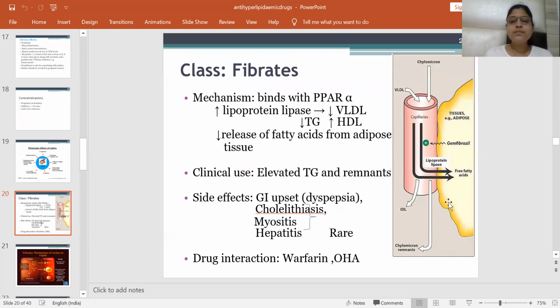And the clinical use is in elevated triglycerides and chylomicron remnants; we can give fibrates. Its side effects are GI upset, dyspepsia, cholelithiasis, myositis, and hepatitis. And the drug interaction is they increase the levels of warfarin and oral hypoglycemic drugs in the body. So bleeding and hypoglycemic effects will be seen.